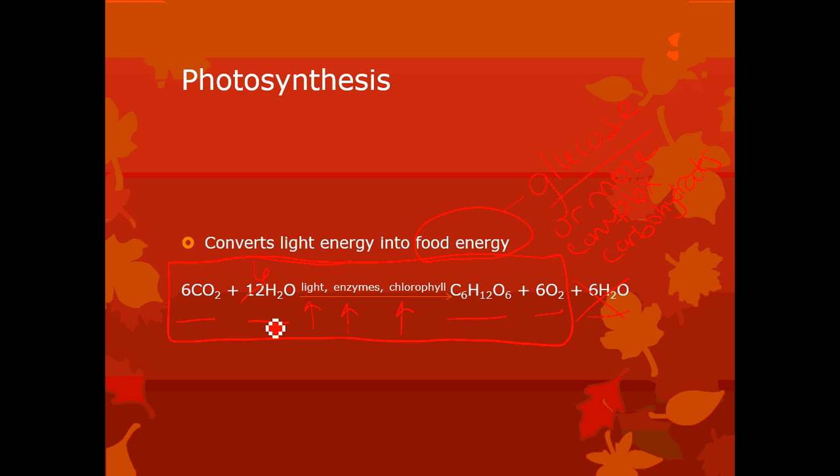So 6 carbon dioxides and 6 waters, with the help of light, enzymes, and chlorophyll, will yield 1 glucose molecule and 6 oxygens. And obviously, when a plant is doing photosynthesis, it is doing this a lot because it is producing way more than 1 glucose molecule.